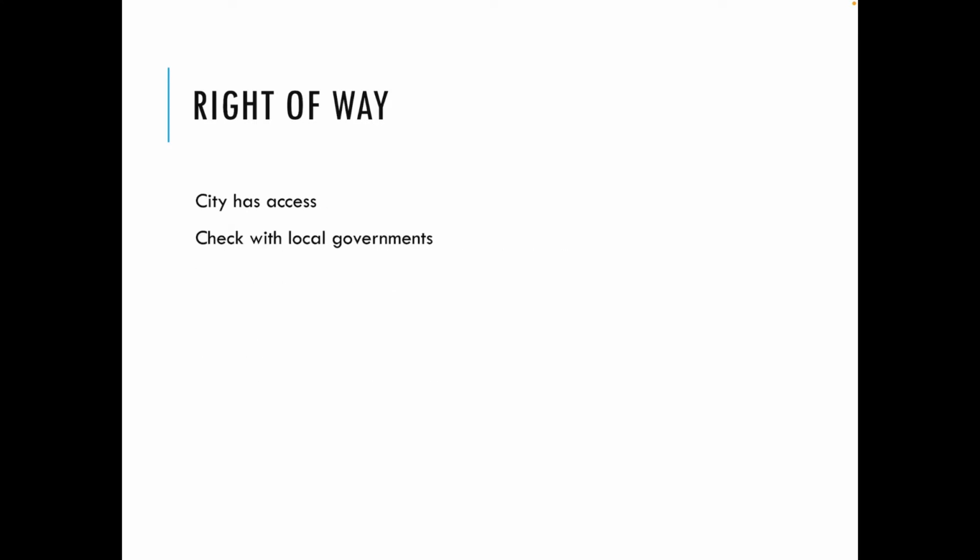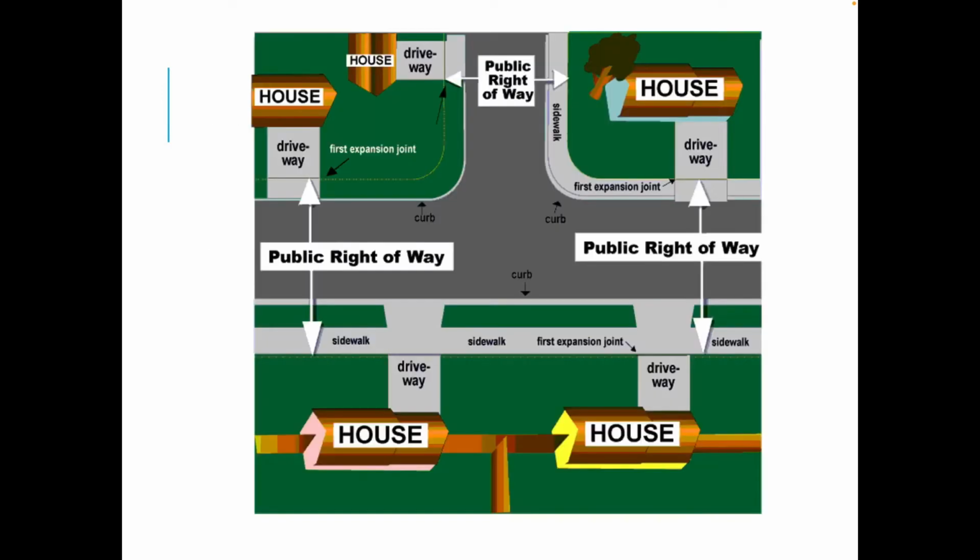The city has access to these things. They can pretty much do what they want. Your local zoning codes may have different things that you can or are required to do with them, so you want to check with your local government to see if there are legal ramifications from planting or removing things in that area. So here are some examples.